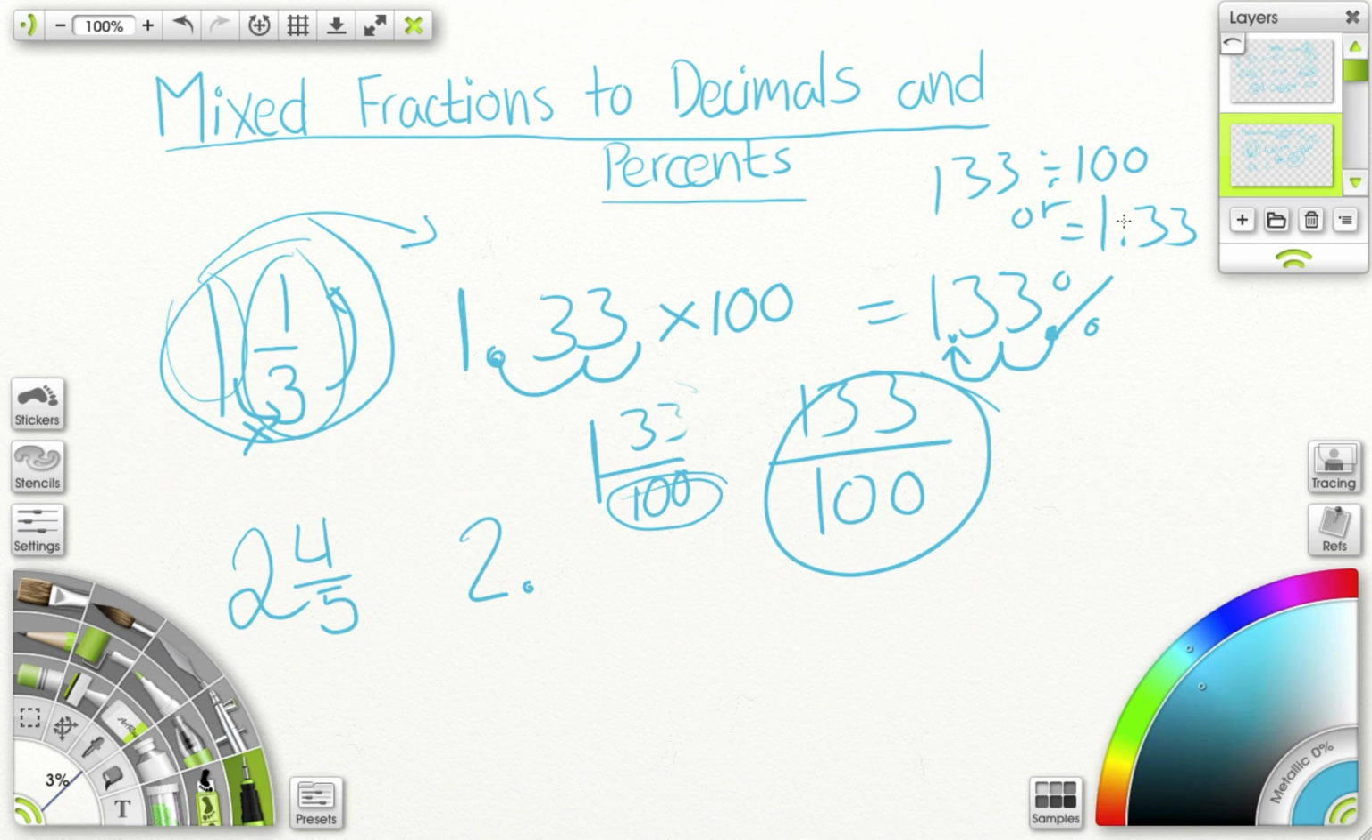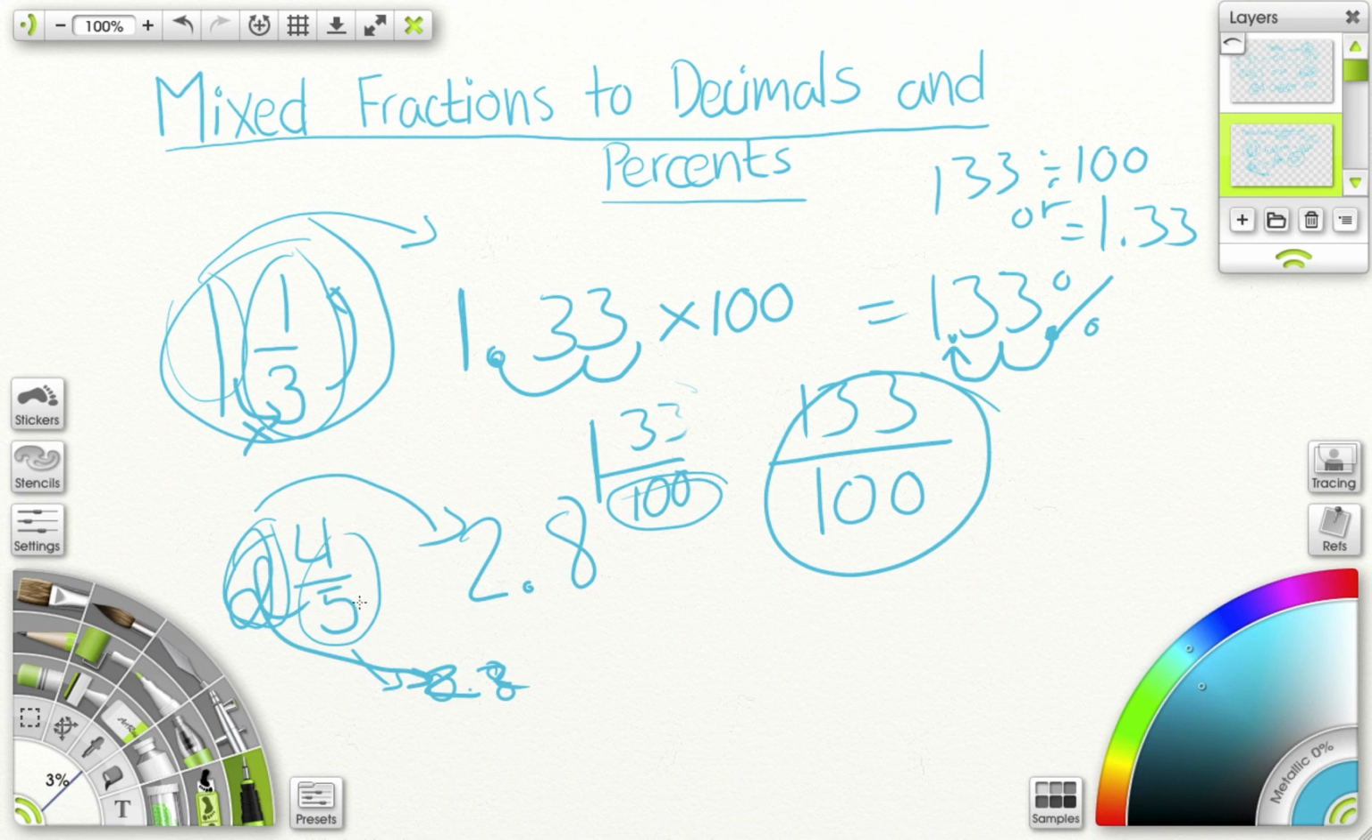So now let's take our other fraction, which is 2 4/5. My first method is I take my 2, I move it over here, put a decimal after it, and I take 4 divided by 5, which gives me 0.8. I don't have to worry about the 0 point, I just put the 8 there. Okay, because my original answer for this is 0.8. The 2 takes over that 0.